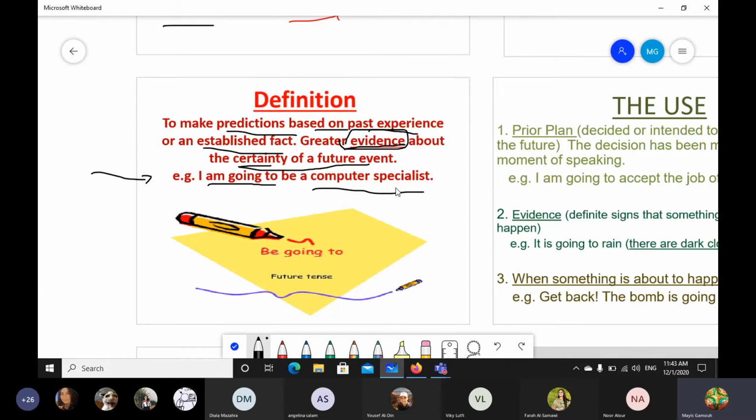Another example: if I am a doctor, or if I am studying medicine at the university, so I am going to be a doctor.